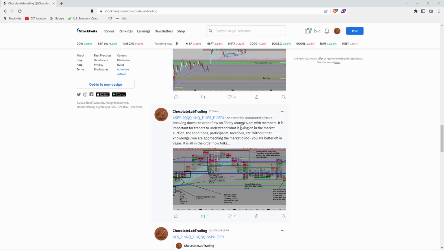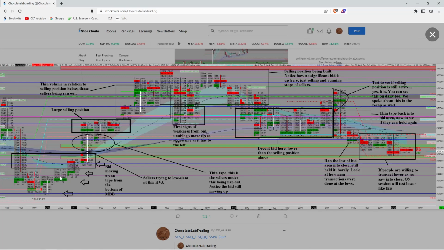I shared this annotated picture breaking down the order flow on Friday at around 6 a.m. with members. It's important for traders to understand what is going on in the market auction, the conditions, participants, location, etc. Without that knowledge, you are approaching the market blind, right? You're better off gambling. So this is me breaking up the footprint. Feel free to pause. But as I've said before, there is so much that we could take from the order flow. Without it, I believe, as I said, you're trading blind.